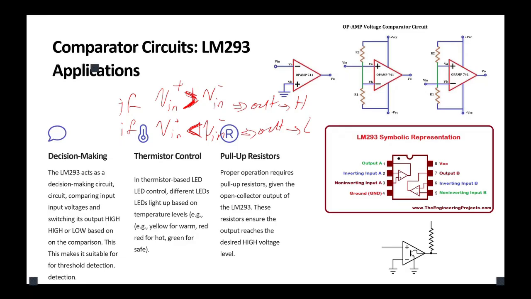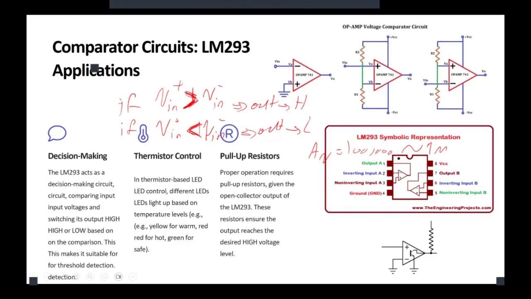So we say that the gain theoretically is like 100,000 to 1 million. But in reality, it's capped to the VCC. So if we have a positive difference, meaning the output becomes high, it becomes equal to VCC.